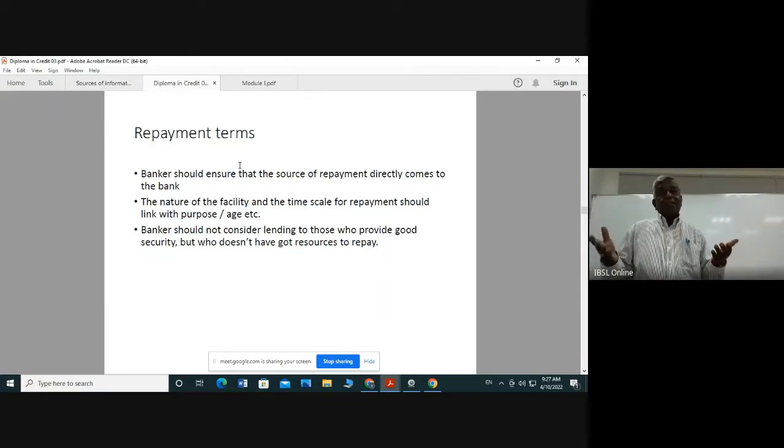Some customers may offer the best security, but they do not have resources to repay. You should not grant that facility, because the first way out is cash generation, cash flow. Whether the customer has resources to repay. The second way out is only the collateral. So bankers should not consider lending to those who provide good security but do not have resources to repay.